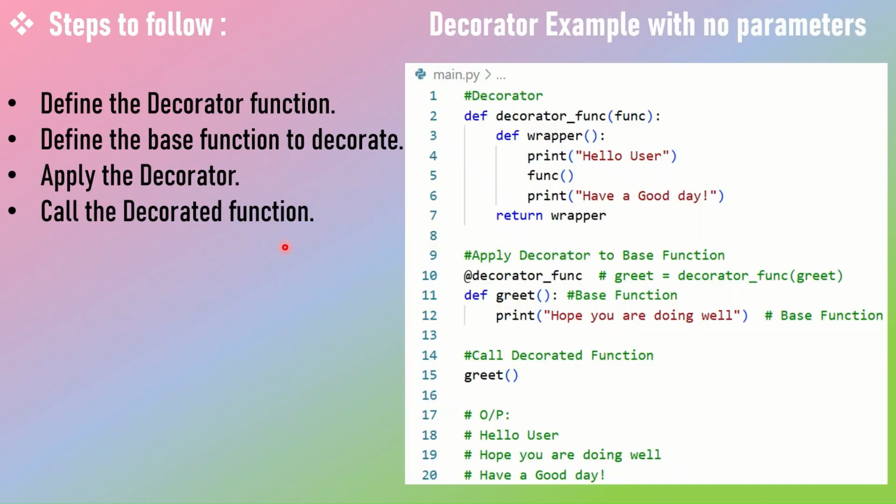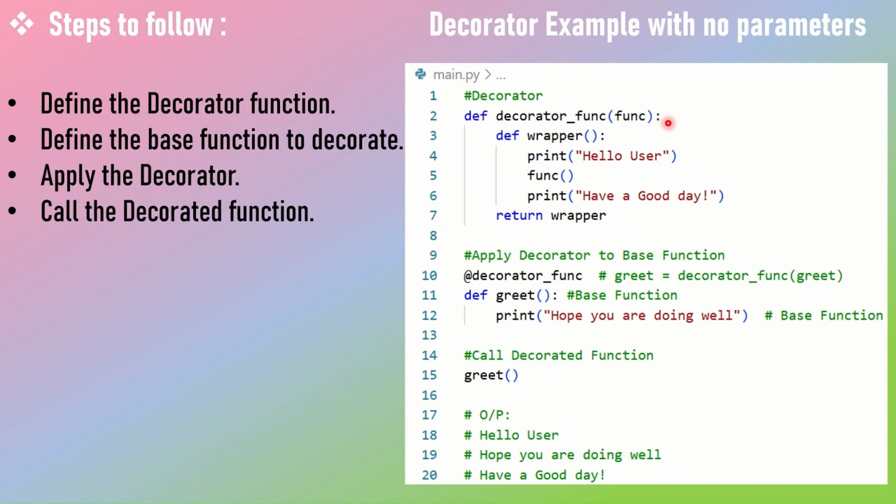Now let's see what steps we need to follow while using a decorator in Python, along with an example. Here are the 4 steps that we need to follow. First of all, we need to define the decorator function. In order to apply a decorator to a particular function, first we need to define the decorator function, right? Here, in this example, I have first defined the decorator function with the name decorator_function, and this function takes another function as an argument, which we have already discussed. A decorator function is a function that takes another function as an argument.